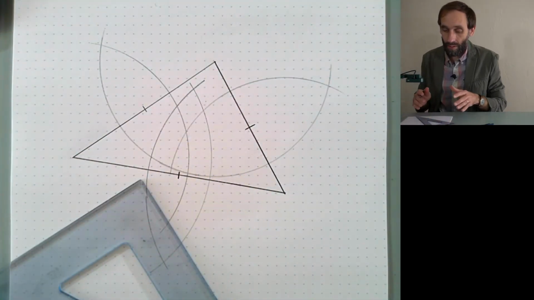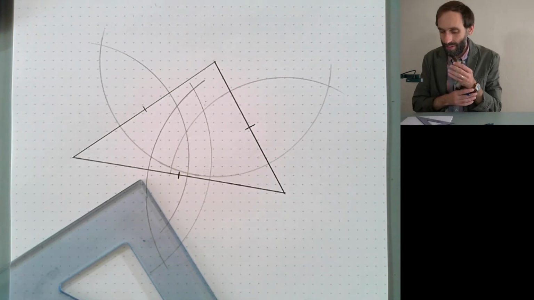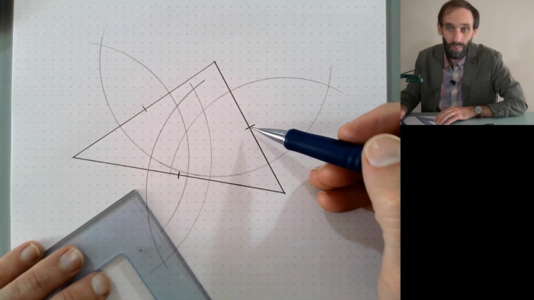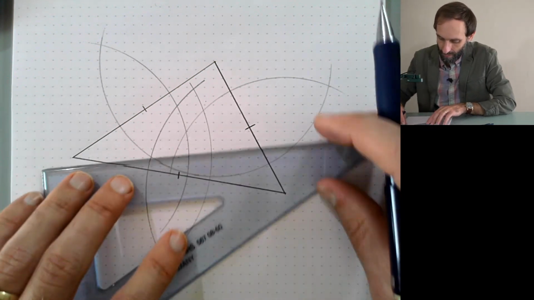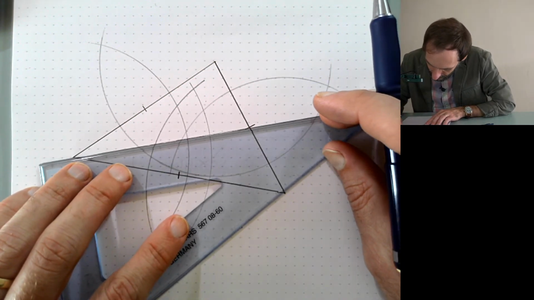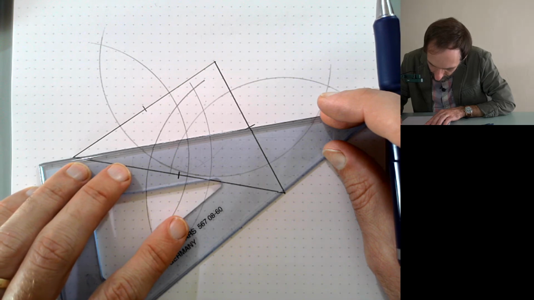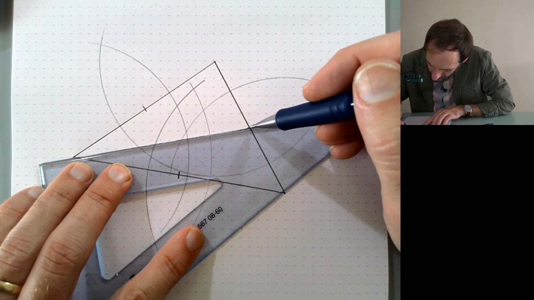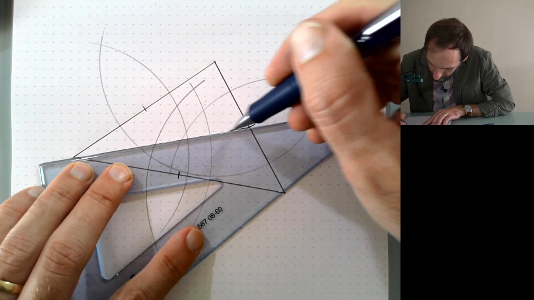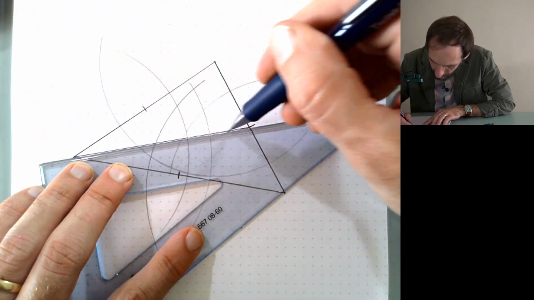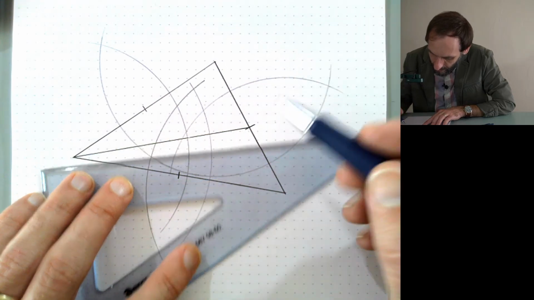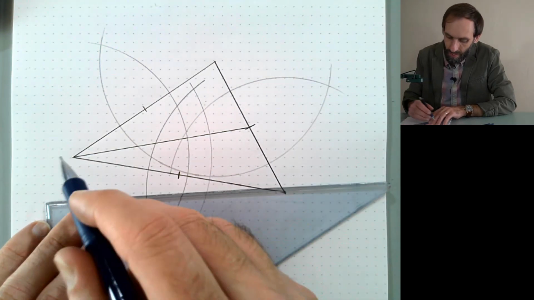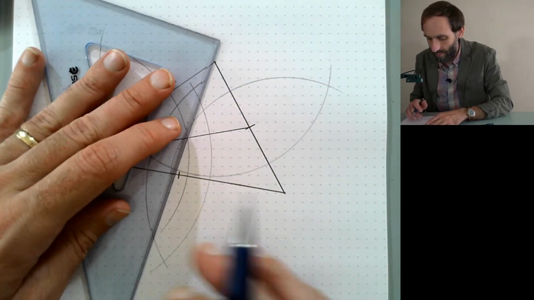Okay, now that I found the three midpoints, all I need to do is connect each midpoint with the vertex opposite that midpoint. Let's do it right here. So I'll line up that vertex with the midpoint using my straight edge. And then I just draw this line right here. Now, by the way, this line is called the median of a triangle. It's a line that connects the midpoint of one side with the opposite vertex.